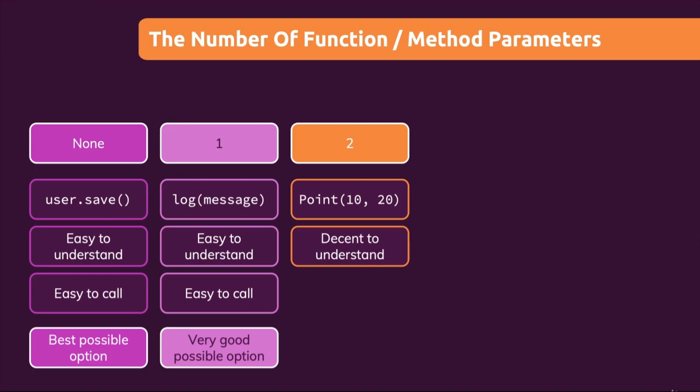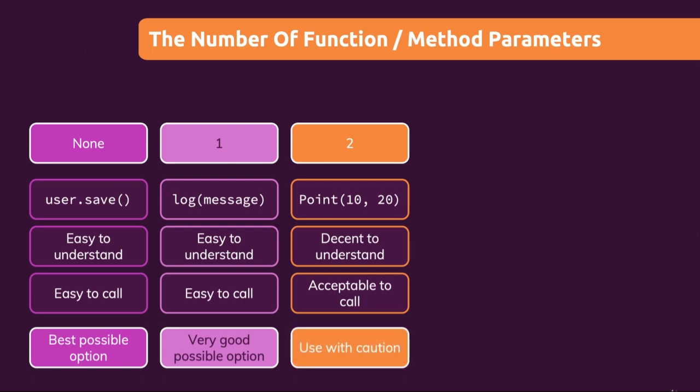but still there is some ordering which you need to keep in mind. The order could be switched and therefore this is acceptable to call, but you might have to think about it for a second to quickly verify that the first value really is the x value and the second value is the y value. So therefore you should use this approach or write functions with more than one argument with caution.